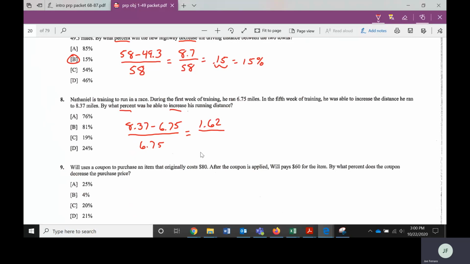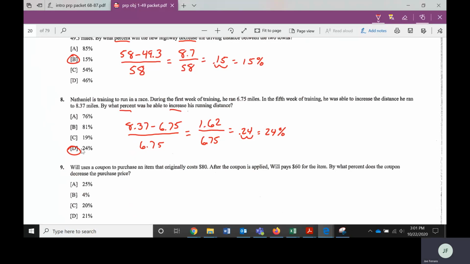So he's running 1.62 miles further now. And he was originally running 6.75. So now you divide. 1.62 divided by 6.75 is 0.24. Move it twice, which means he increased the amount he ran by 24%, meaning 1.62 is 24% of the 6.75. And there's answer D.